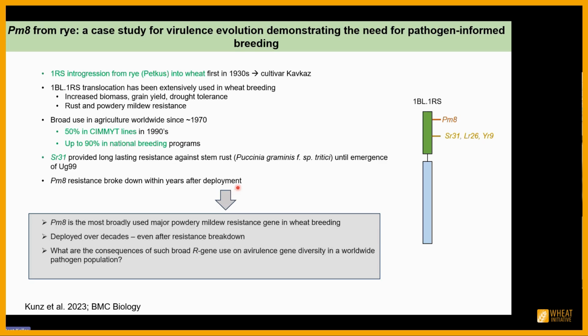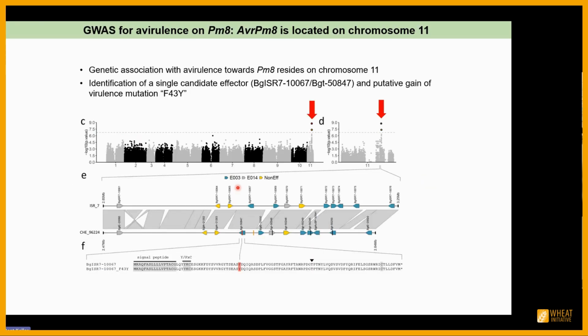So it was really very widely used, and we wondered what happened on the pathogen side when such a gene is very widely used. And so we set out to molecularly isolate the AVR-PM8, and we used GWAS to identify the genetic locus, and that narrowed it to a rather small region. We then identified the candidate genes in this region, and specifically looked at polymorphic genes between virulent and avirulent pathogens, and this led us to basically one candidate which we could then verify in the Nicotiana benthamiana assay as AVR-PM8.